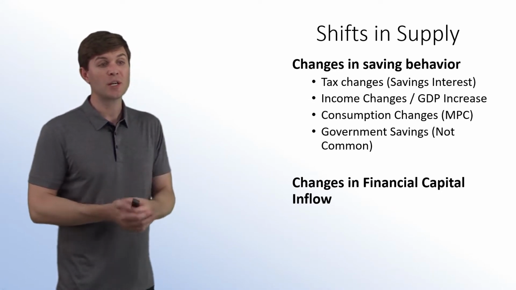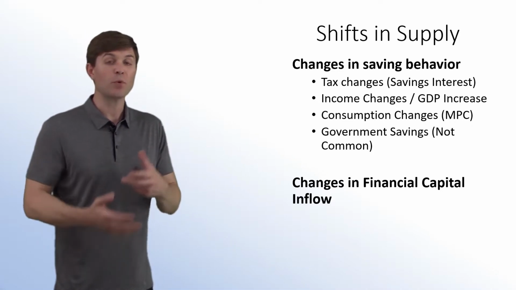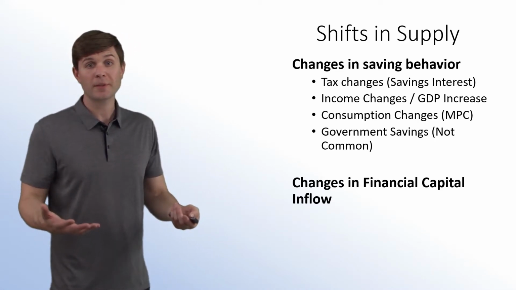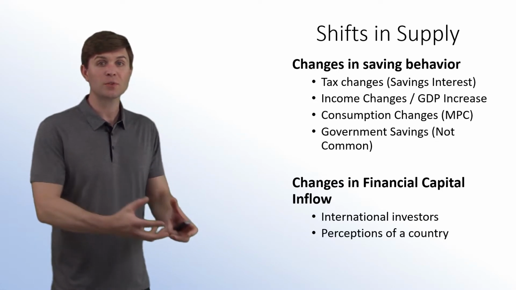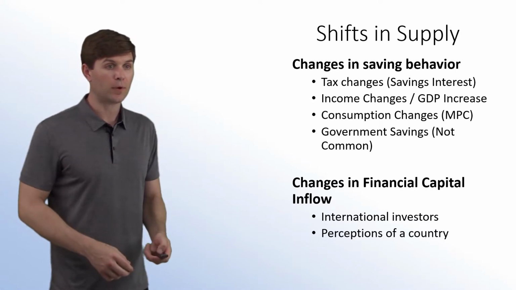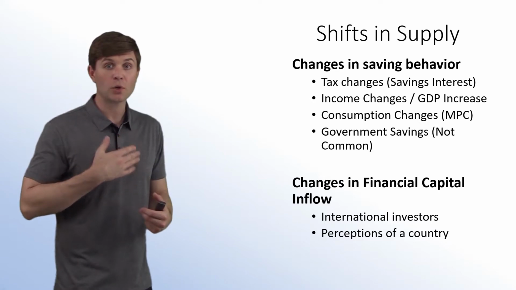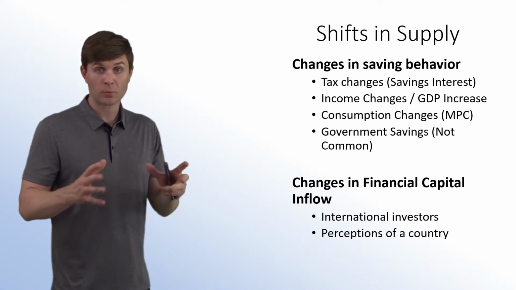The other category is changes in financial capital inflow. Now this is money coming in from other countries. If we have a higher interest rate, or if we just seem like we're a politically stable country that's a good place to invest in, that's going to increase the supply of loanable funds. So an international investor putting their money into the United States increases loanable funds. The perception of a country is very important. If they perceive us as being good or perceive us as being bad, it's going to change the way those loanable funds go.